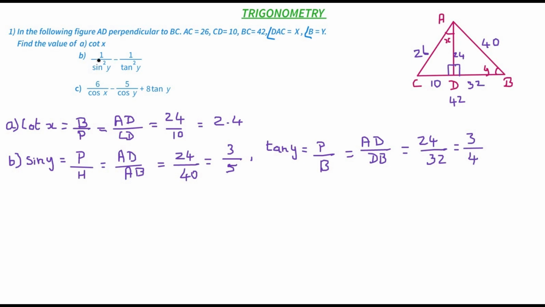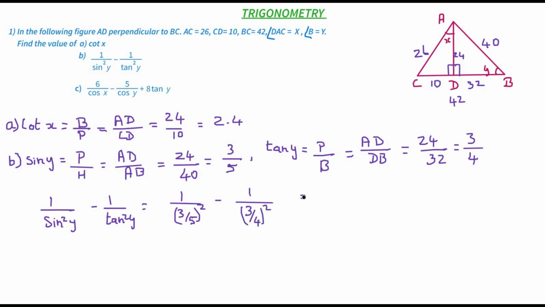So now what is the question given? 1 by sin square y minus 1 by tan square y. So let's find that out. So the question is 1 by sin square y minus 1 by tan square y. Right? So what is sin? So what is the value of sin square y? Sin y is 3 by 5. So it is 1 by 3 by 5 the whole square. We can square this. Minus 1 by tan square, tan is 3 by 4. So I will write it as 3 by 4 the whole square.